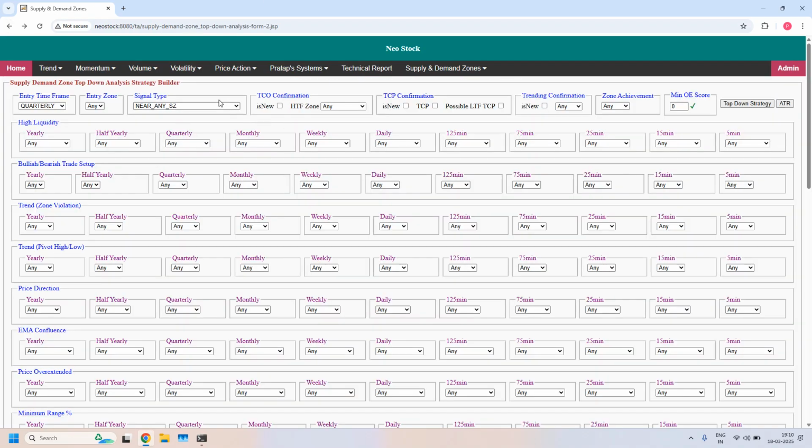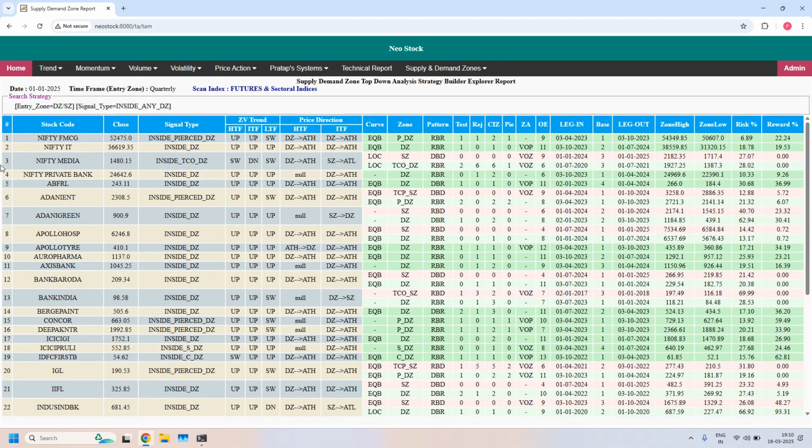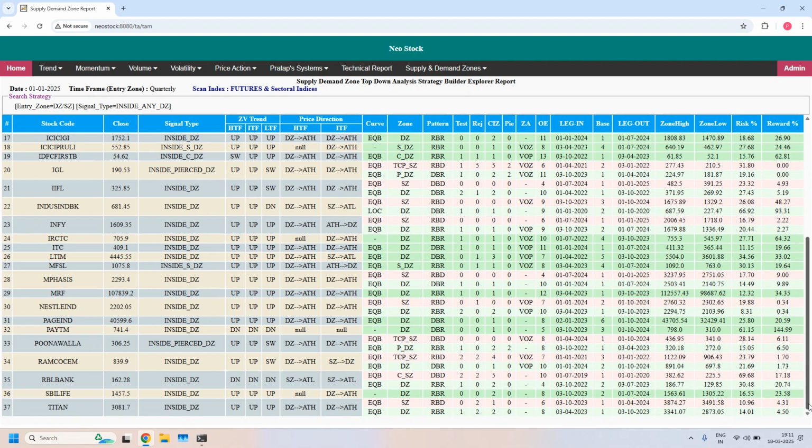Next, price closed inside the quarterly demand zone. So multiple stocks we got. First 22 stocks in the list. I'm scrolling the list down. So total 37 stocks are filtered, price closed inside the quarterly demand zone. We can further filter this list based on the quarterly demand zone having quarterly EMA Confluence.